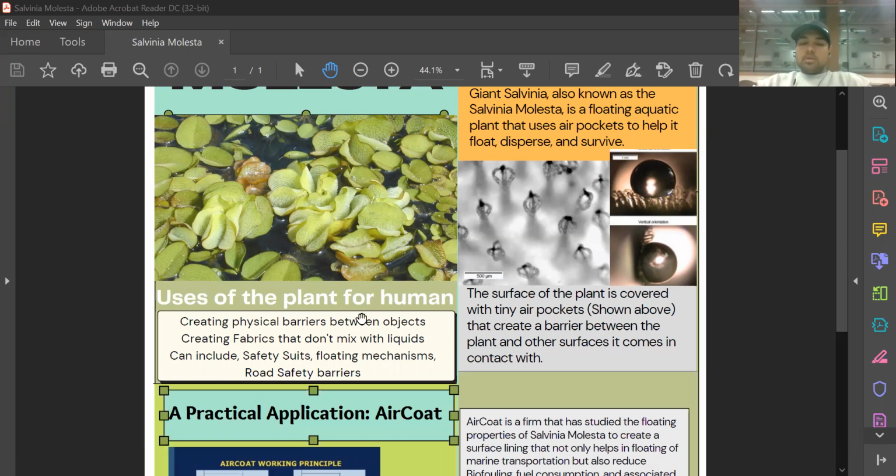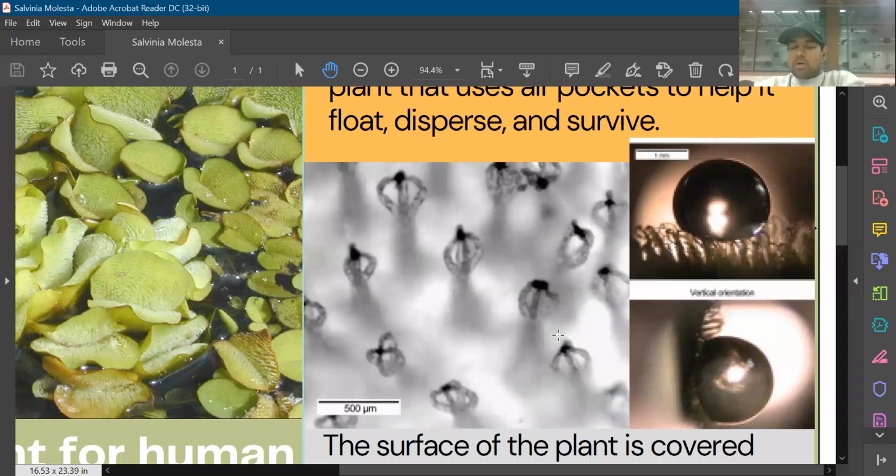Now, the surface, as you can see, there are these tiny hairs over here. These are these tiny air pockets, the fibers, which help the plant maintain a barrier between other surfaces. The surface of the plant is covered with tiny pockets, which are shown above, that create a barrier between the plant and other surfaces it comes into contact with. If I zoom in here, you can see this is a water drop, and how it floats on top of the surface. This is a vertical orientation of the same thing.